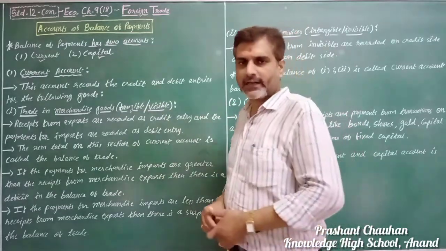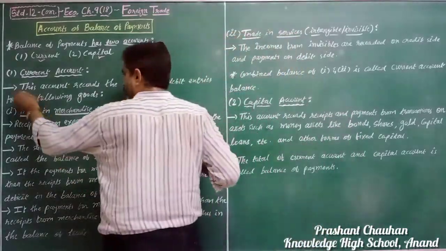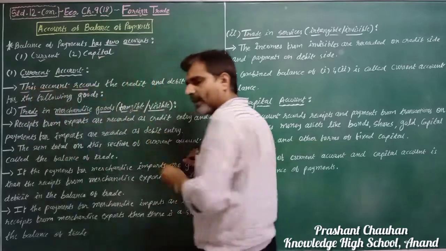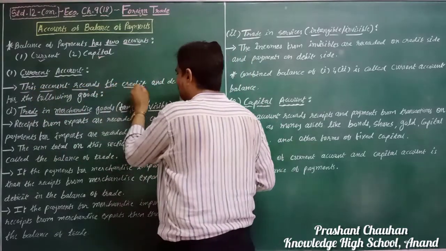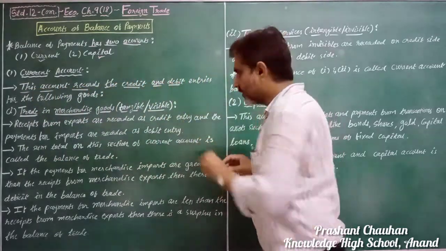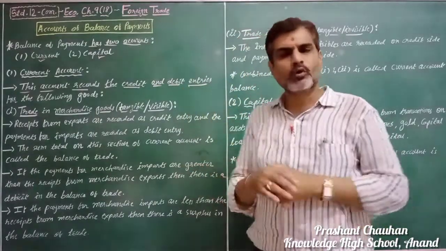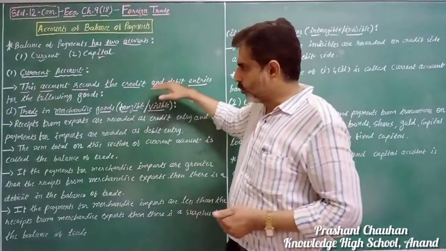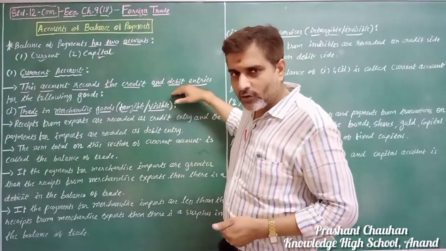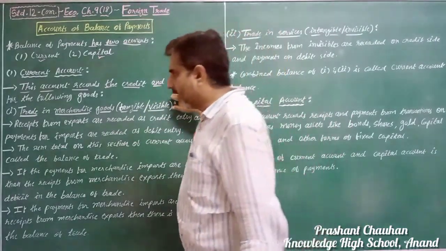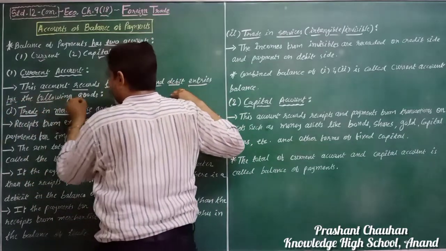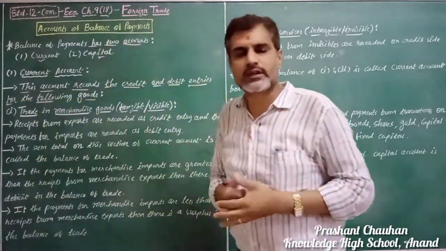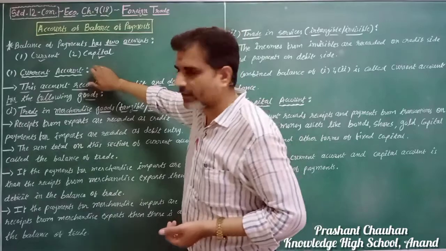First one, current account. This account, the current account, records the credit and debit entries. Both types of entries are there in the current account, debit side and credit side. So this particular current account records both the entries of debit and credit for the following goods. Two types of goods, the debit and credit entries are given in the current account.